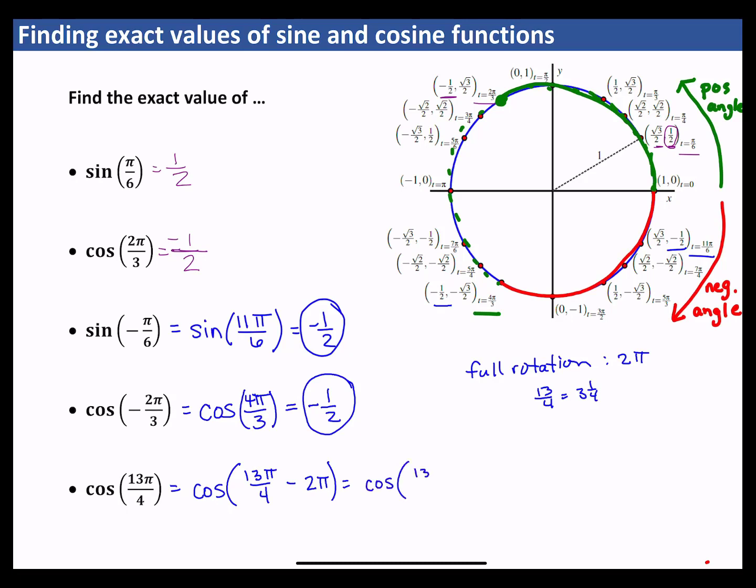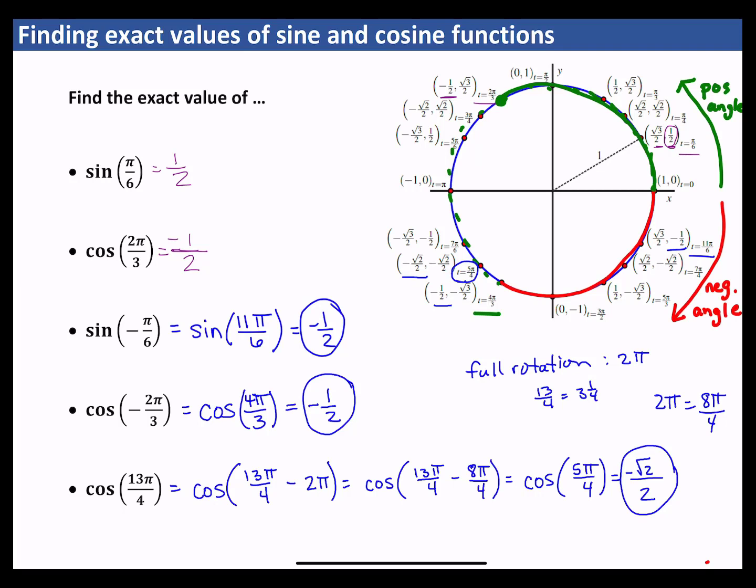Since we have a fraction with a denominator of 4, we're going to think of subtracting 2 pi as subtracting the equivalent fraction 8 pi over 4. So if we want to find the cosine of 13 pi over 4, that will be equivalent to the cosine of 5 pi over 4. We see that the angle of 5 pi over 4 is in the third quadrant, and the cosine of 5 pi over 4 equals negative square root 2 over 2. Therefore, we can say that the cosine of 13 pi over 4 also equals negative square root 2 over 2.